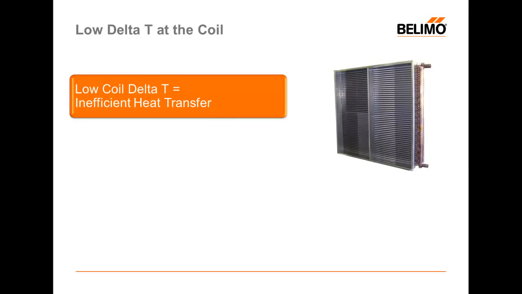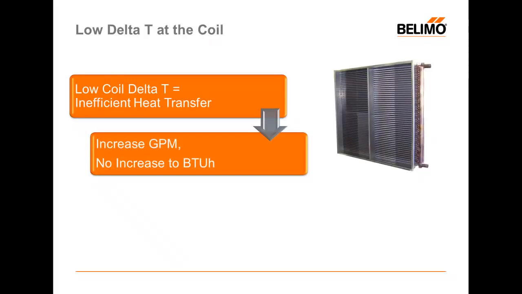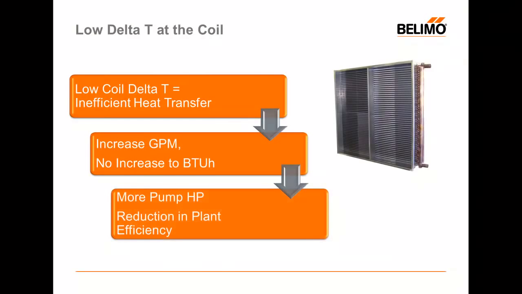Since we're not making the water any warmer, it means we haven't transferred that heat into the space. In order to achieve this type of low delta T, it means we have to increase our GPM. That means we're flowing water faster and not increasing any BTU output. When we do this, we obviously incur more pumping costs from pumping more water, and we reduce our overall plant efficiency.